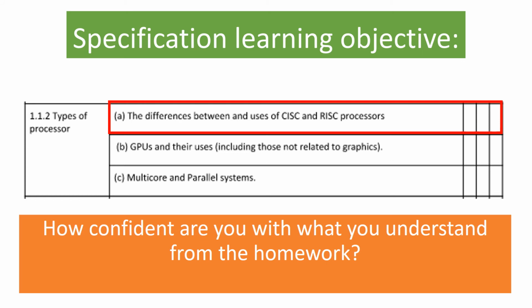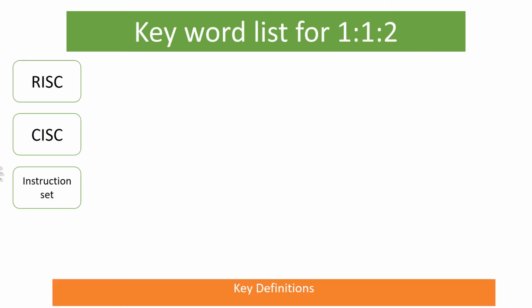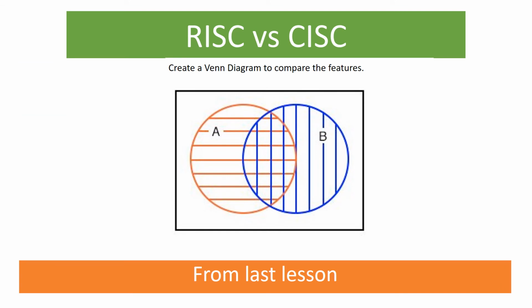So today I want us to really be confident in the differences between these and be able to actually evaluate the pros and cons of some of these differences. You should have a clear definition for these keywords now. Task number 1. I want you to make a Venn diagram, and then I want you to decide one of them is RISC and one of them is CISC.